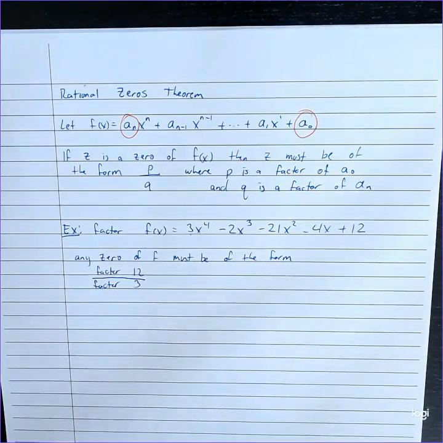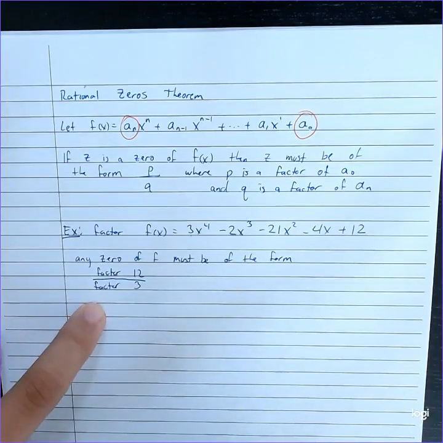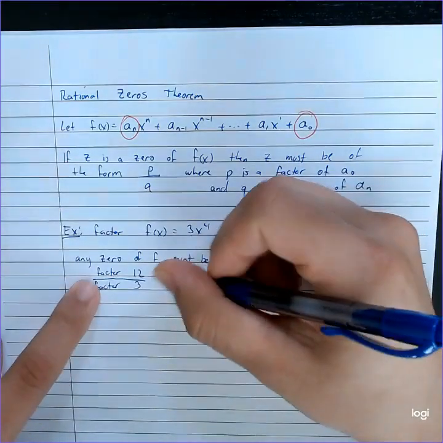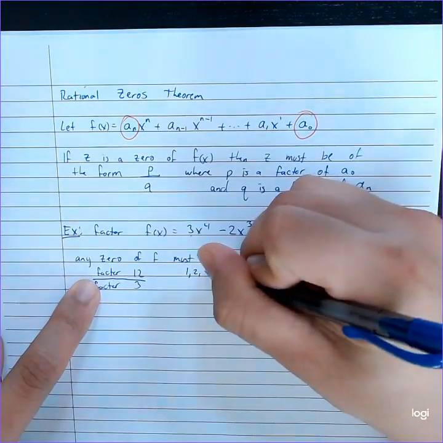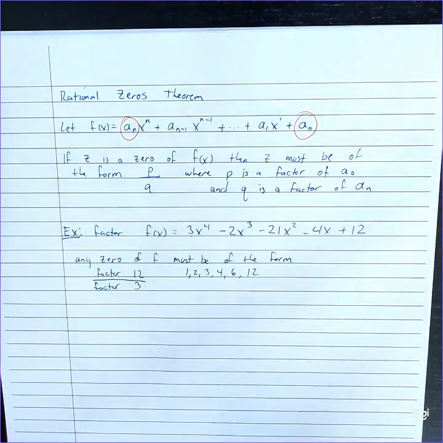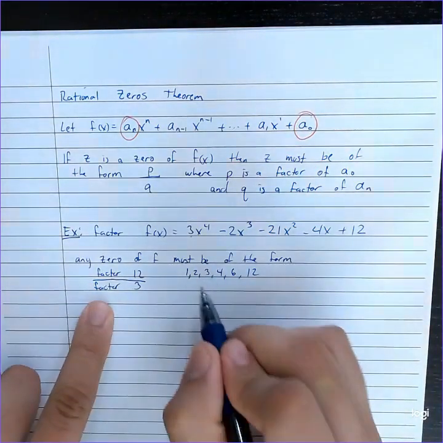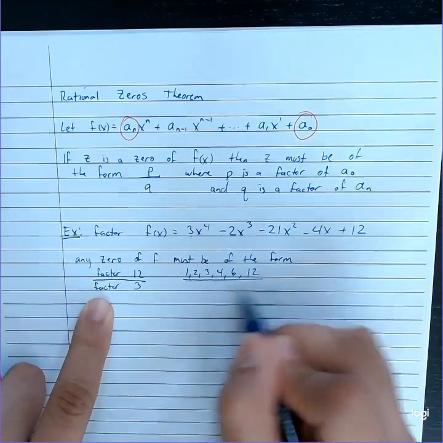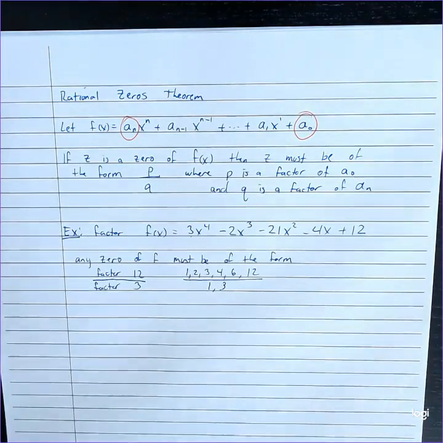And there's not too many numbers that are factors of 12, and there's not too many numbers that are factors of 3. So here, when we say any zero of f must be of this form, we don't have a lot of choices. The factors of 12 are, well, let's see, 1, 2, 3, 4, 6, and 12. Those are all the numbers that could be divided into the number 12. The number 3 has even fewer options. There's only 1 and 3. Those are the only numbers that can be divided into the number 3.